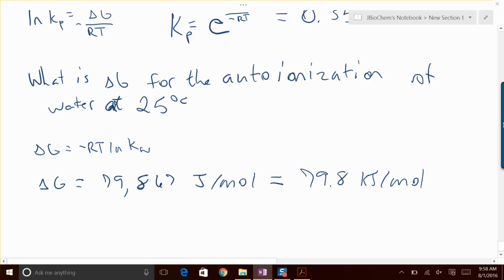79.8 kilojoules per mole for your delta G. So is this spontaneous or non-spontaneous? Non-spontaneous.